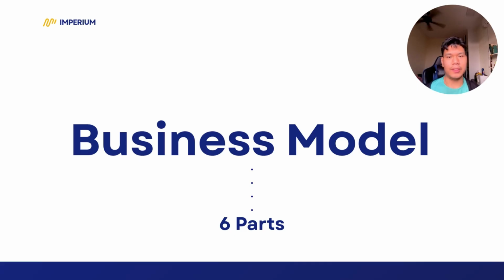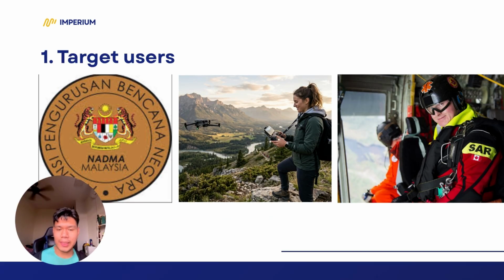The business model we made consists of 6 parts. The first part is who our target users are. So we have Agensi Pengurusan Bencana Negara from the government. The second one is the drone user. And the third one is SAR, search and rescue people.